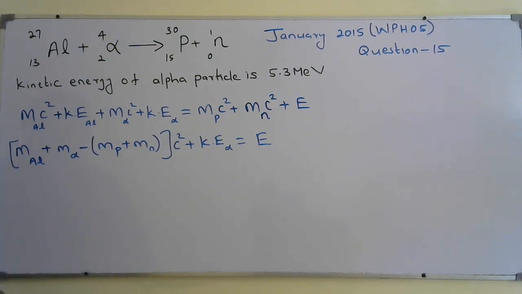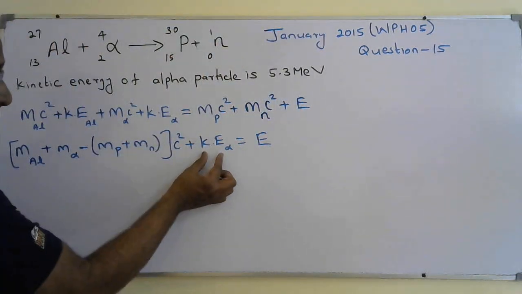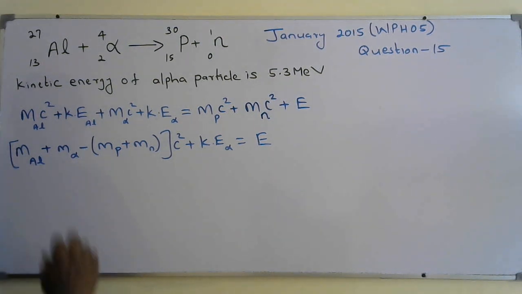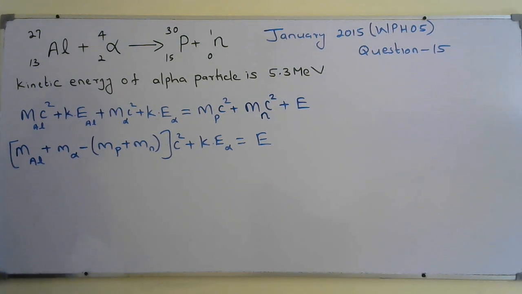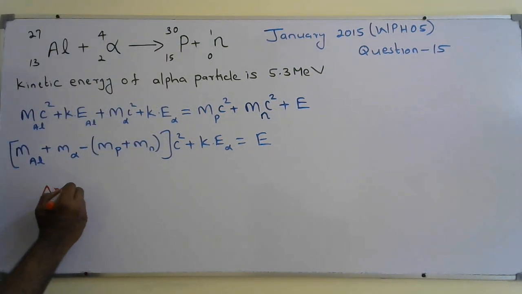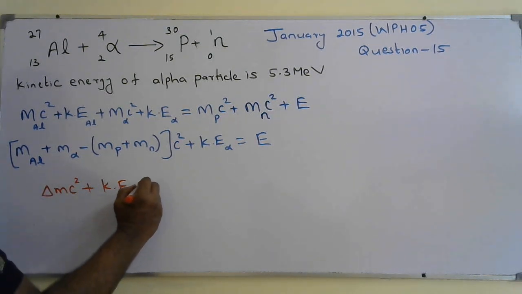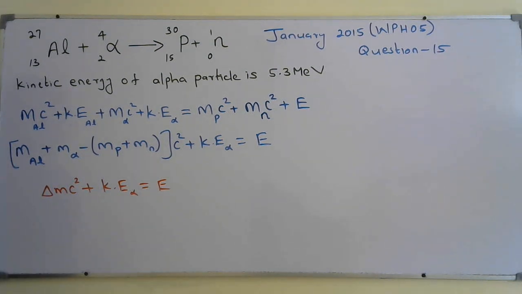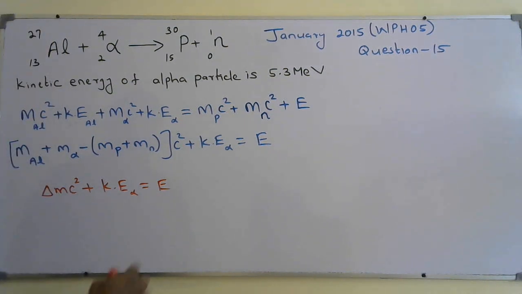So you can start directly with mass deficit. In case you are starting directly with mass deficit, you should put the kinetic energy of alpha with the mass deficit. If you are not starting from here, and you want to start like this, yes, you can write delta M C squared plus kinetic energy of alpha. This is the total kinetic energy of phosphorus nucleus and the neutron. You can start directly like this, no problem. They accept it in the marks.